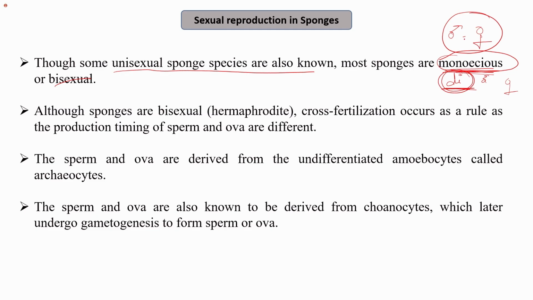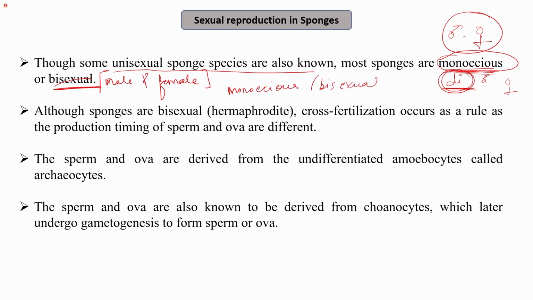So when both male and female organs are present within the same organism, they are called monoecious, while if they are present in two different organisms, then it is called dioecious. Basically, you can call monoecious equivalent to bisexual, that has both male and female organs within the same organism, right? It is very important to remember that although there are some unisexual sponge species known, most of them are monoecious, that is, they are bisexual.